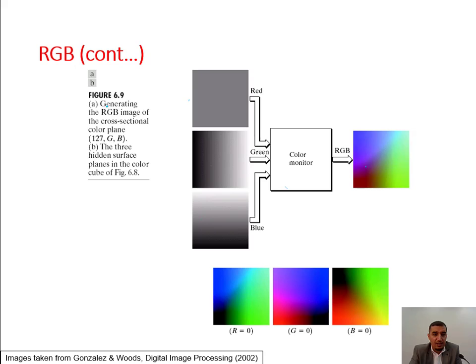Now, generating the RGB image of a cross-sectional colored plane at 127 green and blue. The three hidden surface planes in the color cube are shown in this figure.